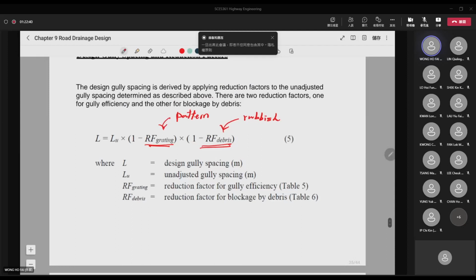So it depends on the grating. Actually, you will have the reduction of the spacing of the grating. And then for the debris, as you can see, there may be some blockage of your grating. Then, of course, if it is blocked, then the efficiency of the grating will reduce. And in that sense, you need to put your grating closer in order to have the same efficiency to drain your waterfall or rainfall. Do you agree?